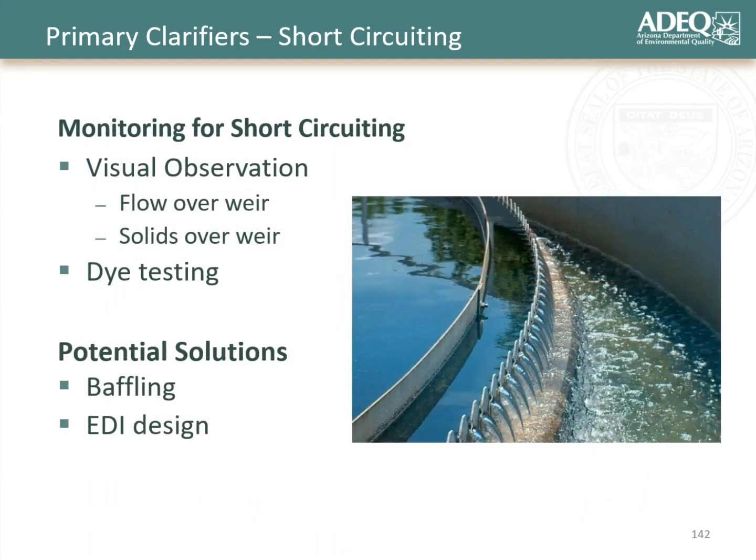So how can you monitor for short circuiting? First one is just do simple visual observation. Look at the flow over the weir. Look to see if there's a bunch of solids going over one particular part of the weir. That can tell you a sign that maybe something's happening.